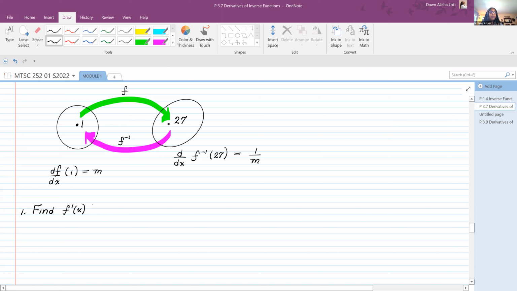First find f prime of x. And then you find f prime of 1 and call that m. And then what we want, which is the derivative of the inverse function at 27, just becomes 1 over m.